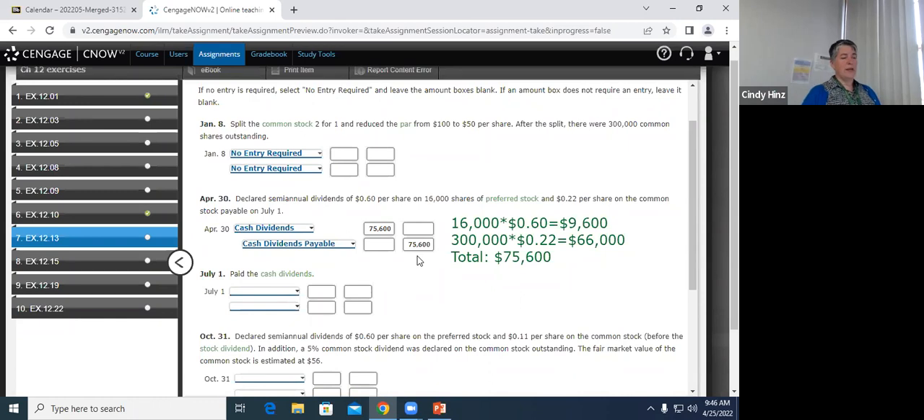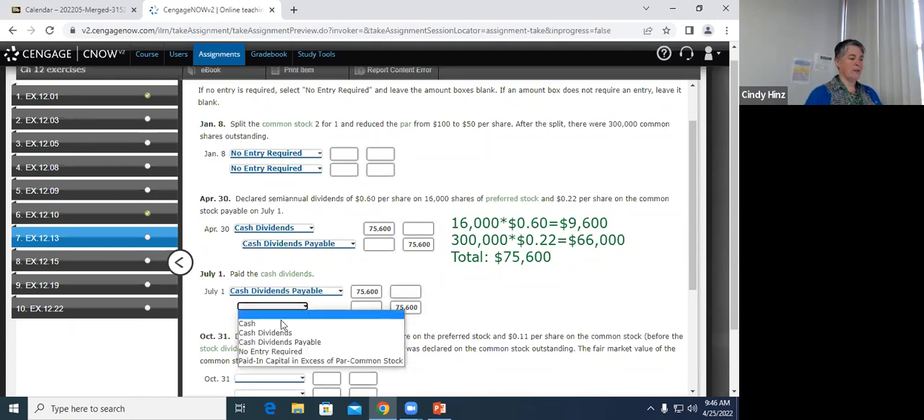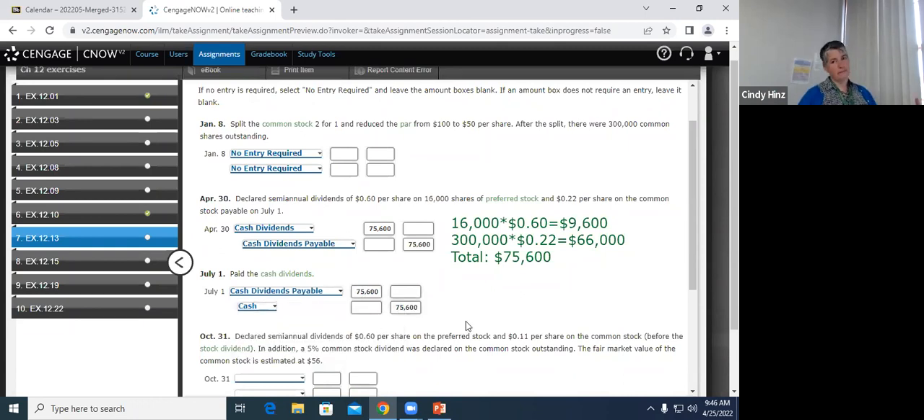Now we move ahead to the third important date, which is the payment date. And they're actually going to pay these dividends. So we're going to remove the liability from our balance sheet. We don't owe that anymore because we're actually paying it. And so what do we use to pay it? Cash.